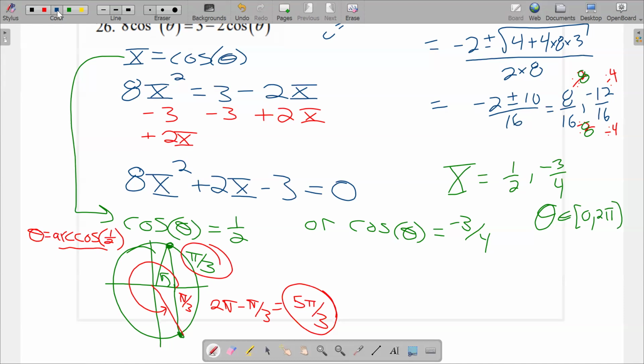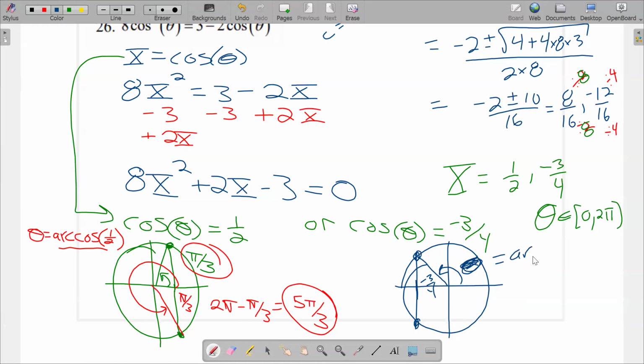For the other one, the negative 3/4, I don't recollect it from any of our special angle work. An x value of negative 3/4 would be somewhere over here. So I have that point and that point, for x is negative 3/4. And so up here, I want that angle. I'm going to call that, let's say, alpha. Or we can keep calling it just a different version of theta. And it's going to be the arc cosine of negative 3/4.